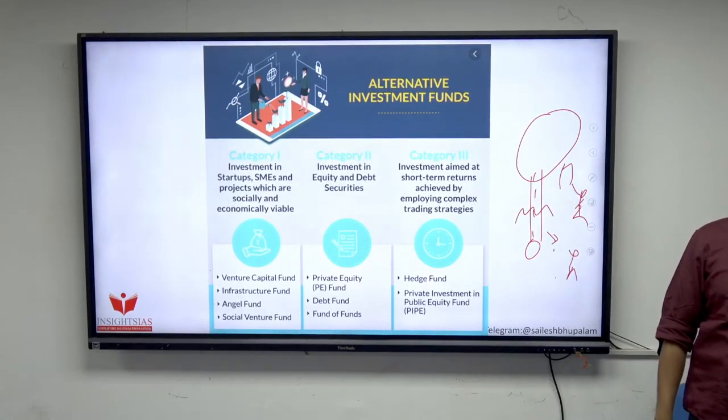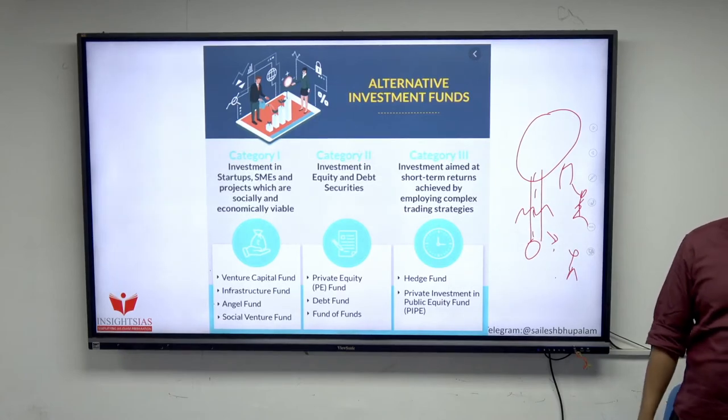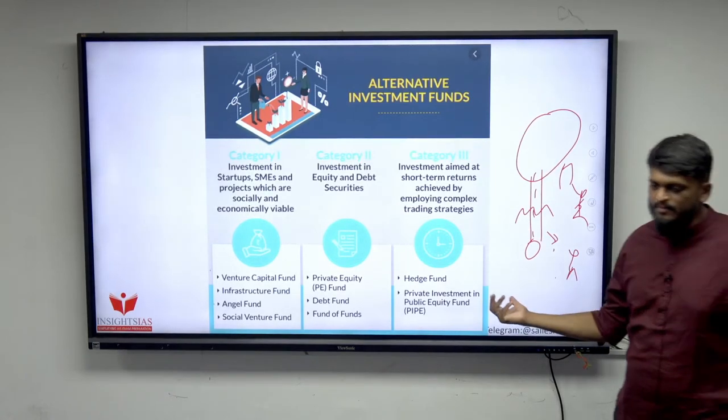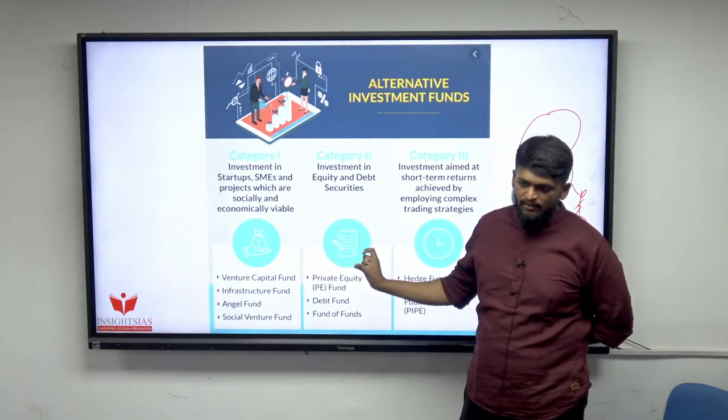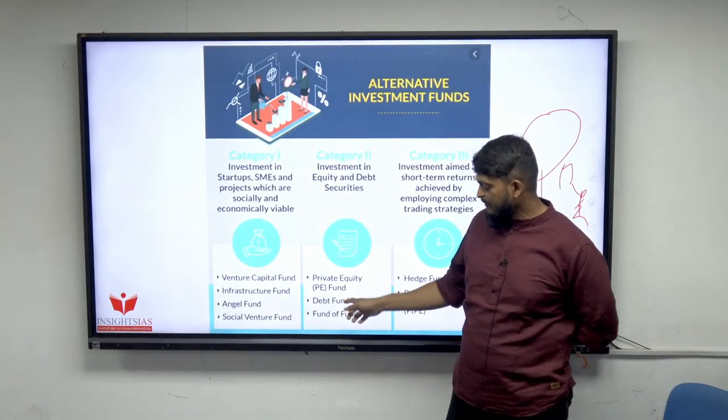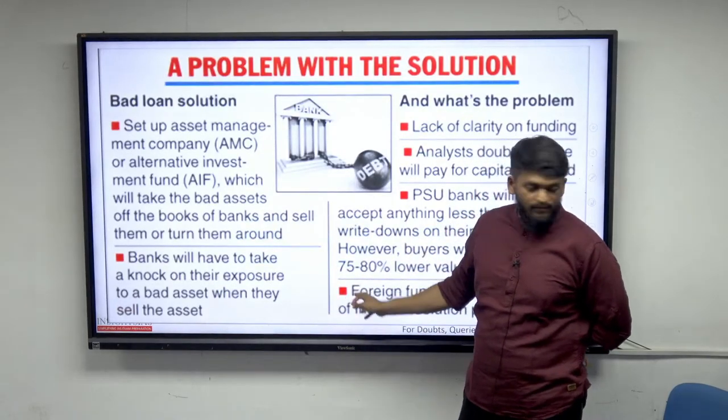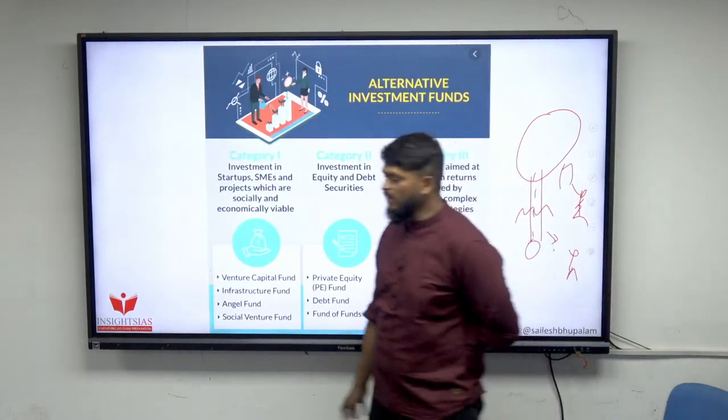Category 2 is where we don't know exactly what will be the impact. We don't know where the money is going to be invested, that means where the money is going to be spent. We know that the money is pooled together in an AIF, alternative investment fund, and somewhere it is invested. We don't know exactly where. Private equity is one example where we don't know where it is being invested.